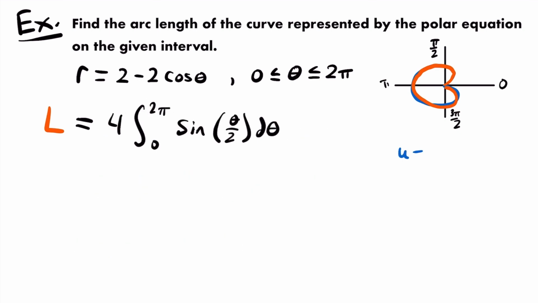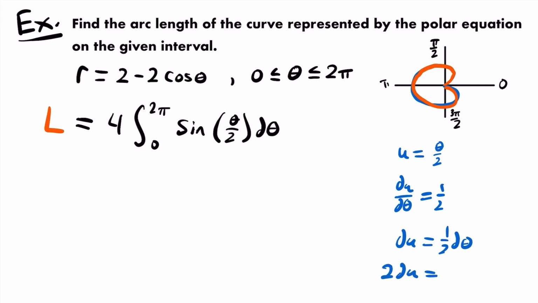I'm going to set u equal to theta divided by 2, which means that du d theta, the derivative of u with respect to theta, will be equal to 1/2. And so du will be equal to 1/2 d theta if we multiply both sides by d theta. And whatever du is equal to needs to be found within our integral, but I don't see 1/2 d theta, I just see d theta. So let's multiply both sides by 2. That will cancel out with this 1/2 and give us 2 du is equal to d theta. So now we can replace d theta in our integral with 2 du.